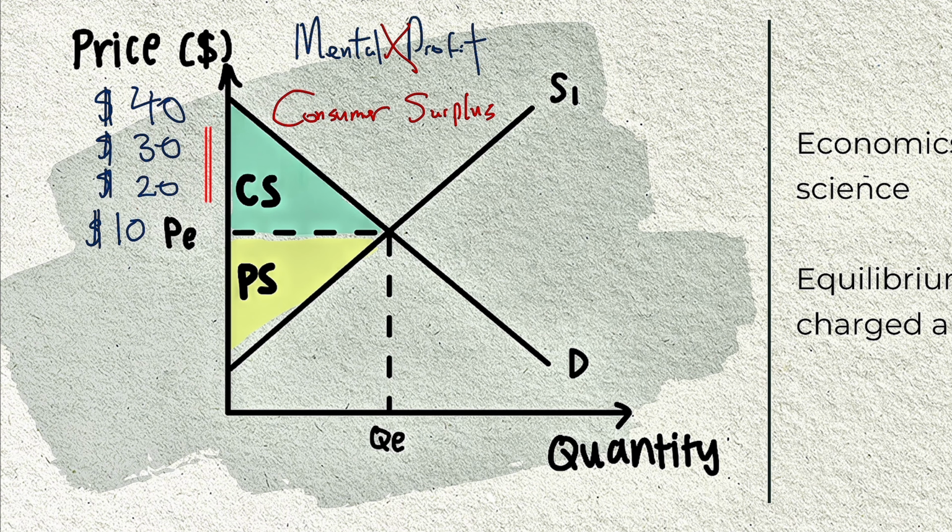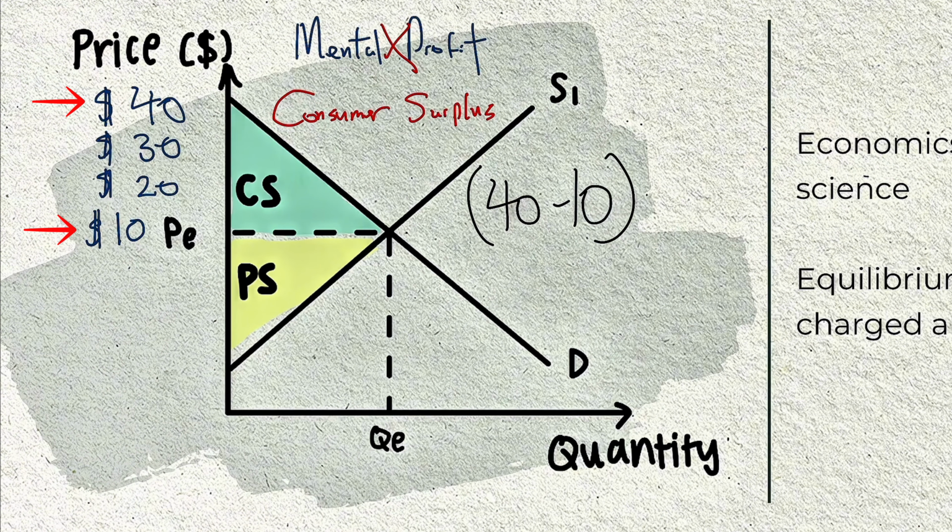You see this gap here? It's the range between $10, which is the equilibrium price, and $40, the most that anyone would pay. And the range between $10 and $40 shows how much extra value buyers get, and that's what makes up the consumer surplus. So first of all, we need to calculate the range, which is the maximum that people are willing to pay, which is $40, and then we minus the equilibrium price, which is $10. And this gives us the value of this line here.